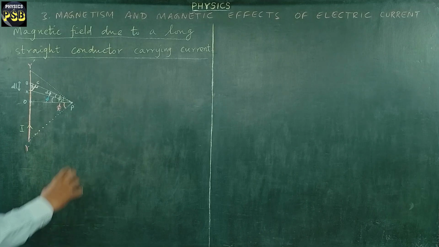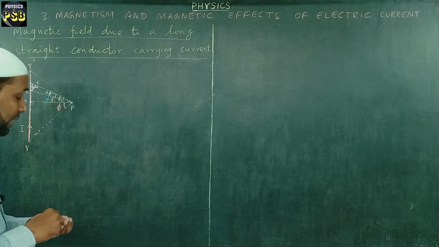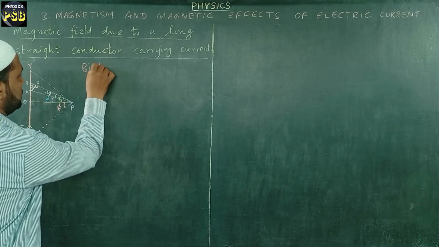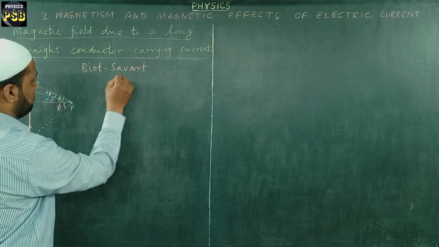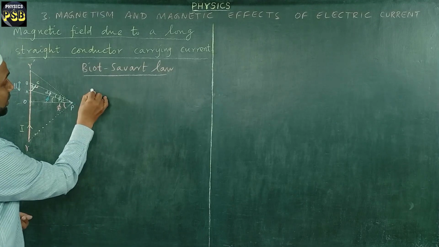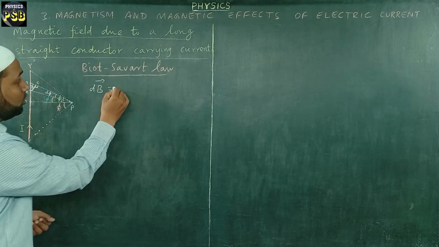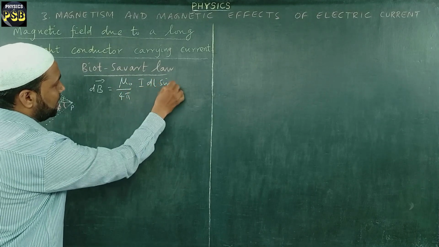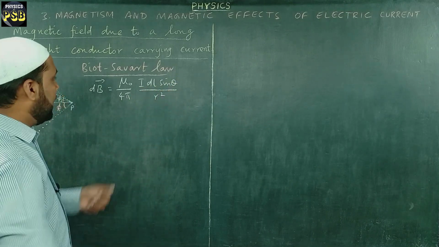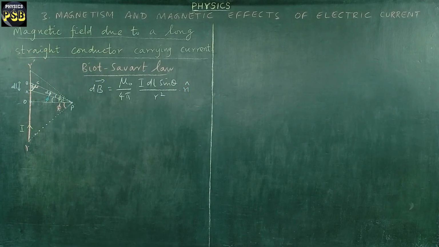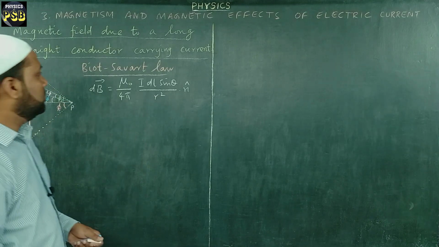Now, to find the magnetic field at point P, I am going to use the Biot-Savart law. What is that? It says that dB vector is equal to mu naught upon 4 pi, I dl sin theta upon r square. This we have studied. And to provide the direction, I use n cap here. n cap is nothing but a unit vector which points towards P. Clear? That's all about the Biot-Savart law.